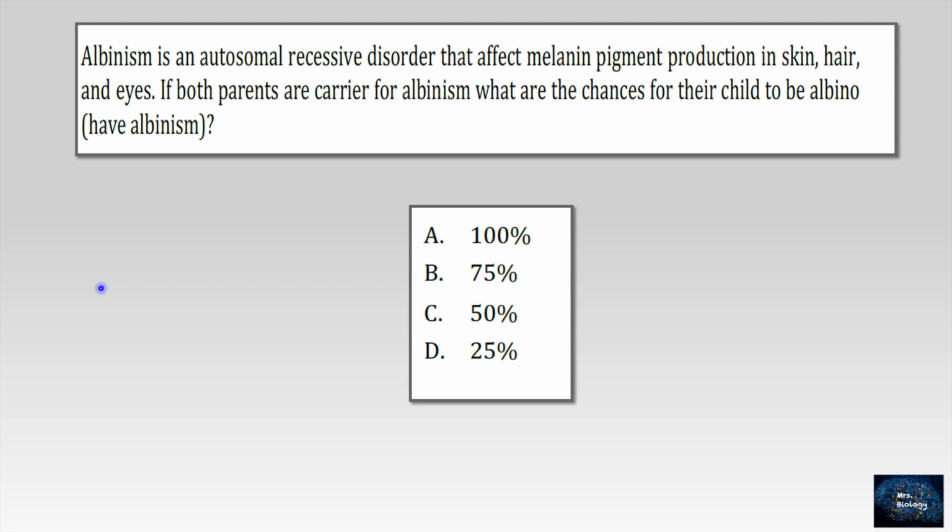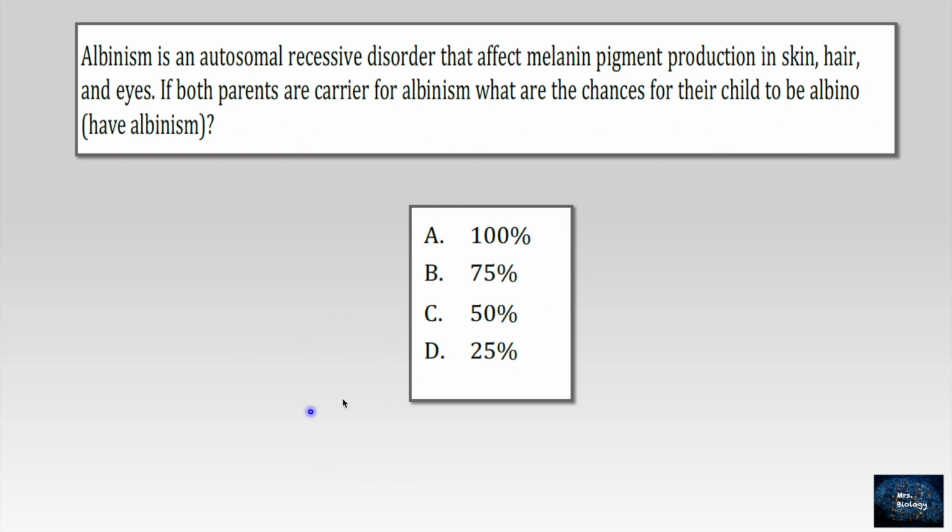What about this question? Let's read it. Albinism is an autosomal recessive disorder that affects melanin pigment production in skin, hair, and eyes. If both parents are carrier for albinism, what are the chances for their child to be albino? That means having albinism. Before answering this, let's explain certain terms. When we are talking about recessive, that means two small letters. And when we are talking about the parents are carrier, that means they are heterozygous. What does that mean? Capital letter with a small letter.